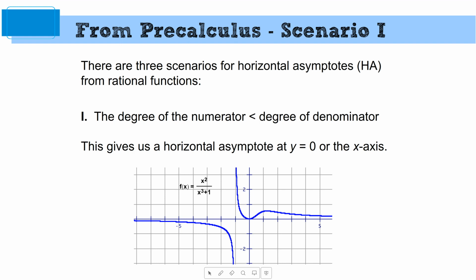So, review of the 3 scenarios. If you have this under control, great, don't write it down. If you don't and you're still sketchy about it, it's an important concept. If the degree of the numerator is less than the degree of the denominator, your horizontal asymptote is the x-axis, also known as y equals 0.